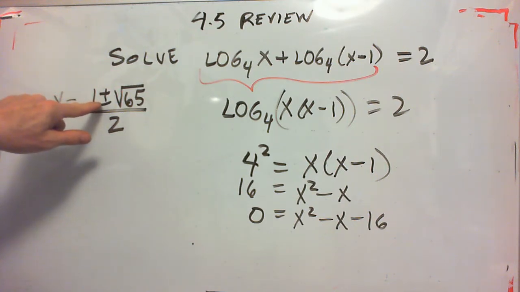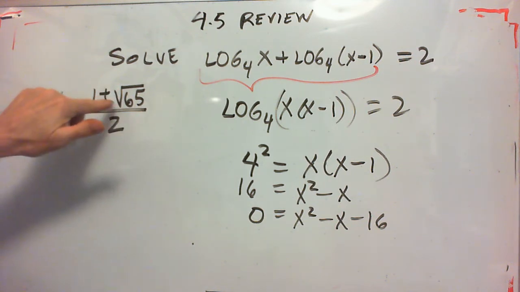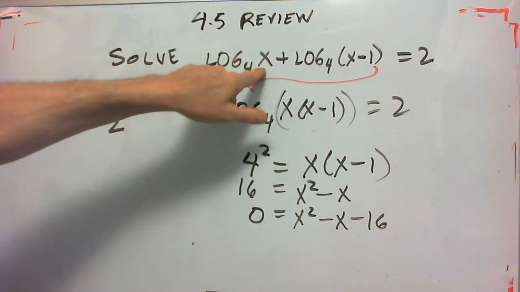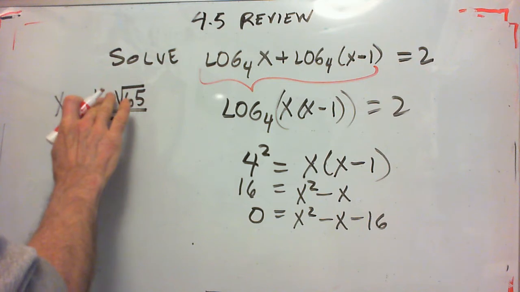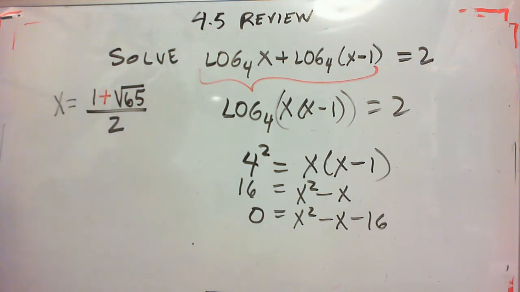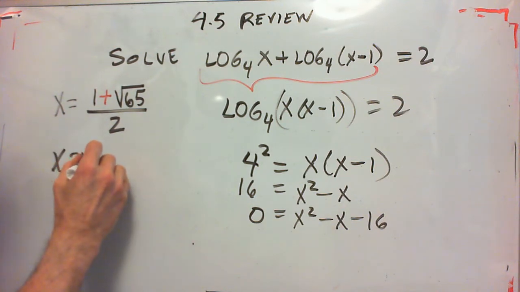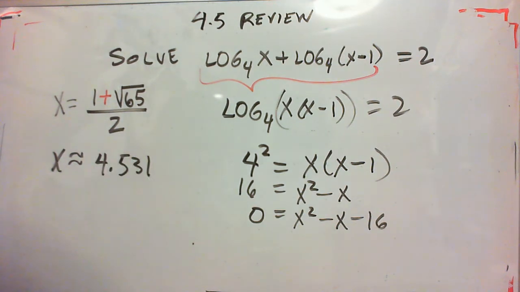Well, if we use the answer with the negative sign, we'll get a negative answer for x, and we can't get a solution when x is negative. The base 4 log of a negative number does not exist. So we're only going to use the positive answer here. X equals 1 plus the square root of 65 all over 2. And if you evaluate that out to 3 decimal places, you get 4.531.